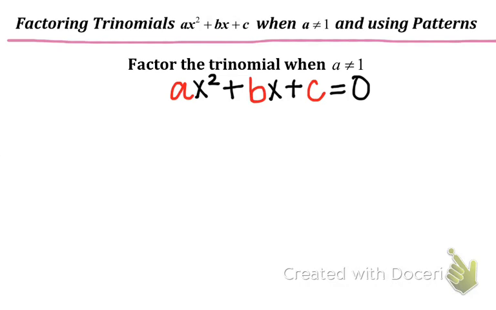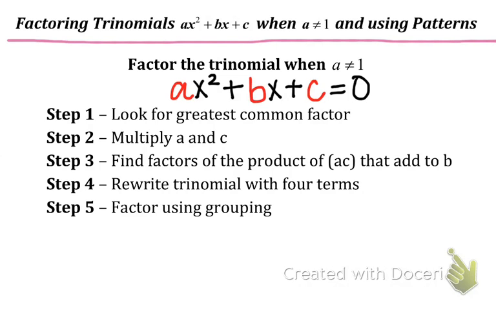If your equation has an equal sign, you always want to make sure that it is equal to 0 before you begin. These are the steps that we are going to use when we are factoring trinomials when a is not equal to 1. Go ahead and write down these steps. You will need to pause the video to write down these steps, and then we will apply them when we do an example.